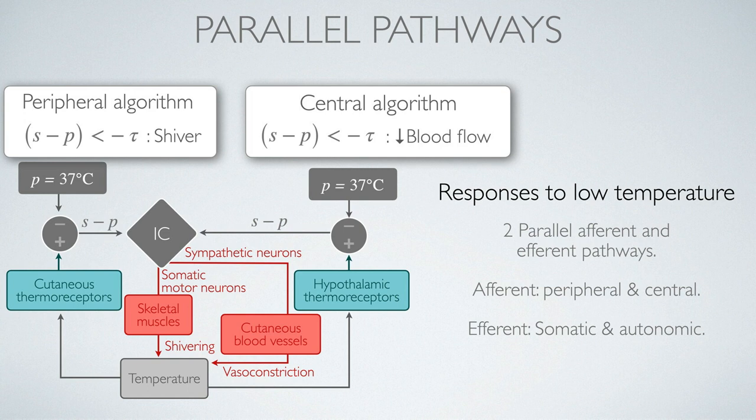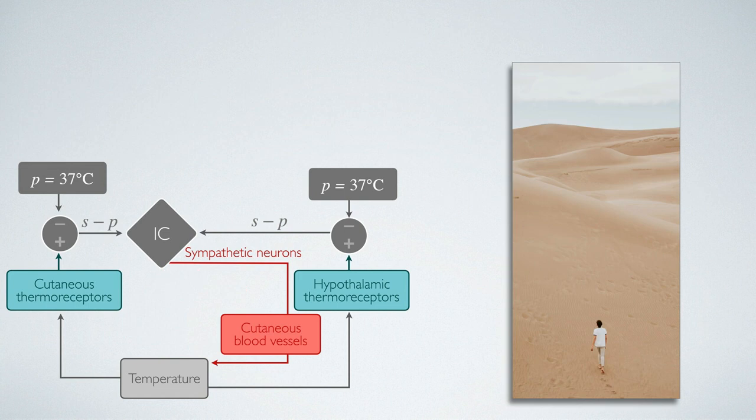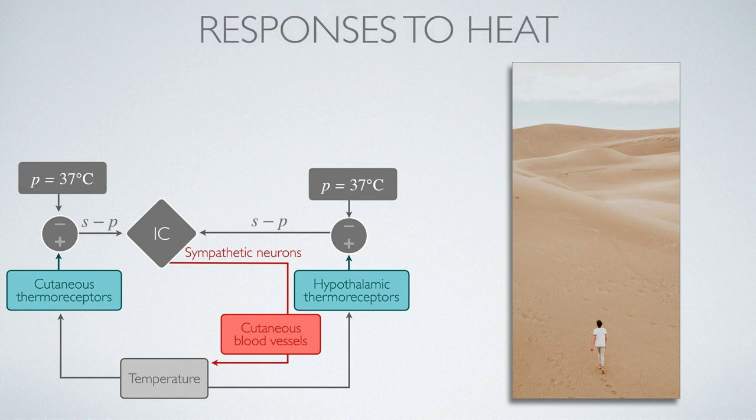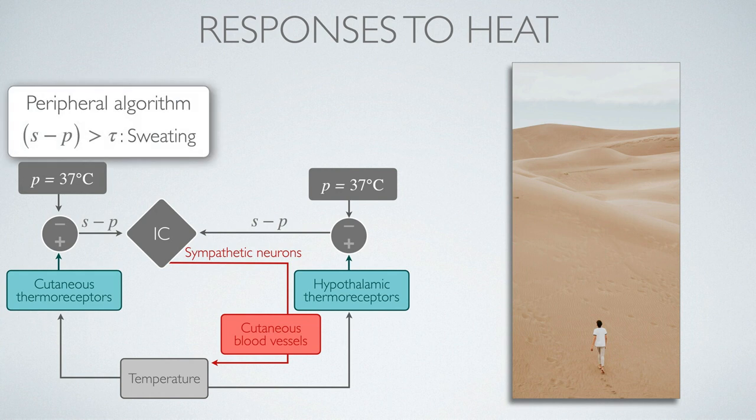Of course, high temperatures are a problem as well. So if you're in a warm environment, some of the same pathways play a role. Actually, most of the same pathways play a role. So what I've done is subtract all of the efferent pathways that have nothing to do with a response to heat. And then we can fill in the other parts that we need to add. So for example, on the peripheral side of things, we now have a peripheral algorithm, which says that if the error is above the high threshold, then we're going to do a response. In this case, that response is sweating.